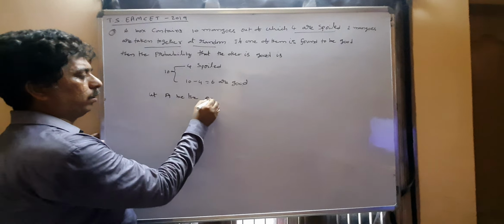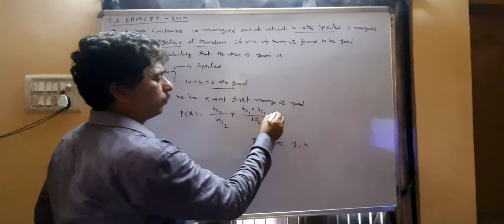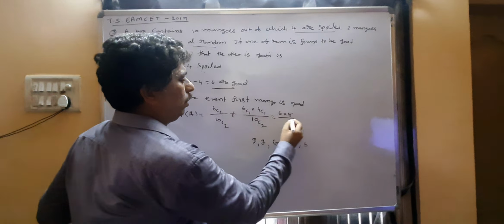For 1 mango good, the other one is bad, which means from the 4 spoiled you can select 1 mango, by total 10C2. Again I am repeating: 2 mangoes are good, or first one is good and second one is bad. You have to take these 2 cases. So 6C2 means 6 into 5 by 2 into 1. 10C2 means 10 into 9 by 2 into 1. 2 into 1 cancels, leaving 10 into 9. Plus 6 into 4 by 10 into 9 by 2 into 1. You have to do the calculation.